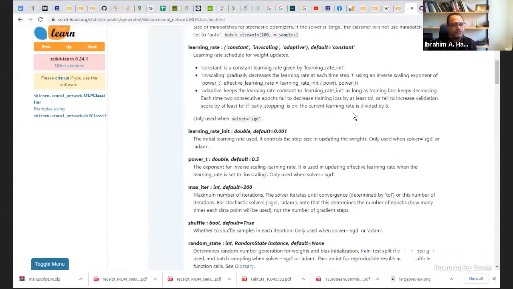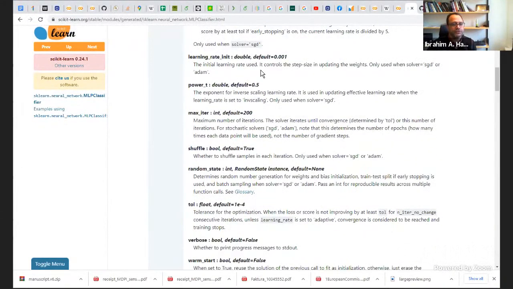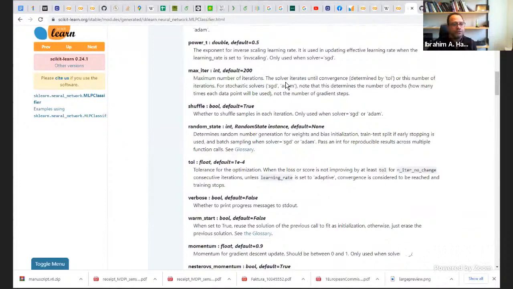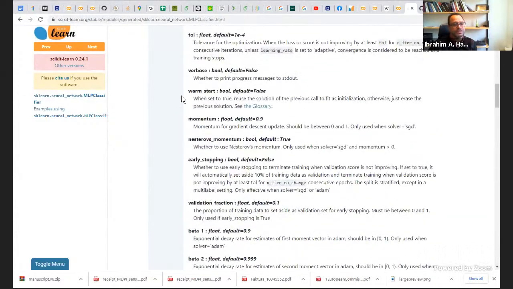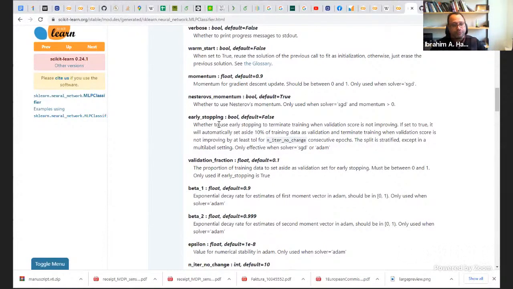In fact, there are many parameters, like the initial learning rate, for example. There is the maximum number of iterations. If you don't select it, it will be 200 by default. Shuffle, if you want to shuffle in each iteration, for example. It is only used when you are using the solver SGD or Adam. Random state for initialization. Verbose, to print outputs from the training. Momentum term, for example, and early stopping, if you want to use early stopping.